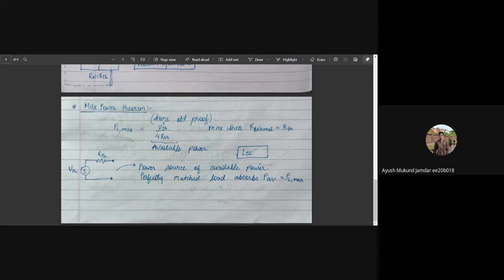This current, when it flows through R, will give a power, that will be I squared R, that is VTH squared upon RTH plus R whole squared, times R. Now R is a variable in this expression, and VTH and RTH are constants. We want to maximize power, so there are multiple methods. We can directly differentiate, or use tricks like the AM-GM inequality or whatever. We get the power to be maximum when the external load resistance R equals RTH. When R equals RTH, we get maximum power, and when we substitute it back into the equation, we get it to be VTH squared by 4 times RTH.